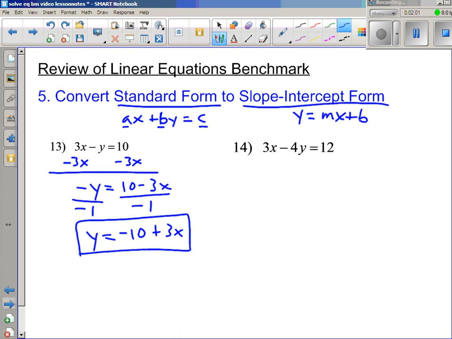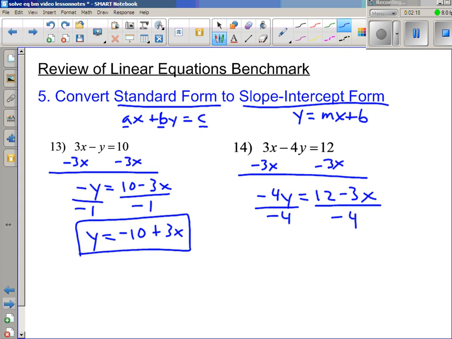Why don't you try number 14? Hit pause. Okay. The method starts off the same. We subtract a 3x from both sides. We can't combine a 12 and a 3x, so we're left with a negative 4y that needs to be divided by negative 4 to get the y by itself, leaving 12 over negative 4, which is negative 3, plus 3 over negative 4, which is positive 3/4 x.